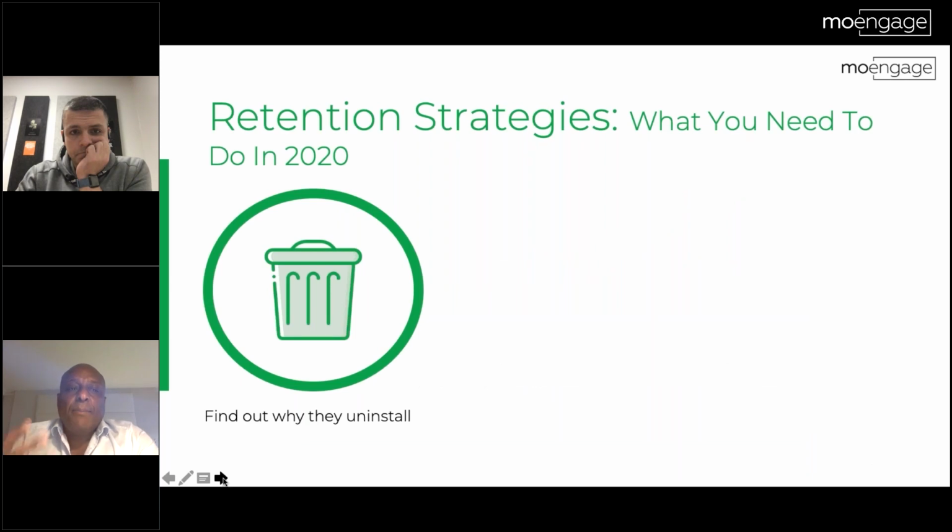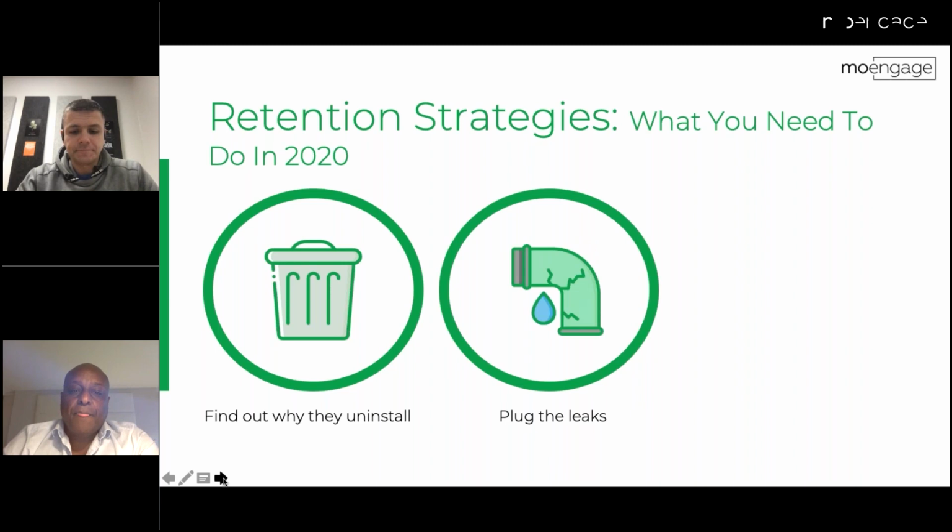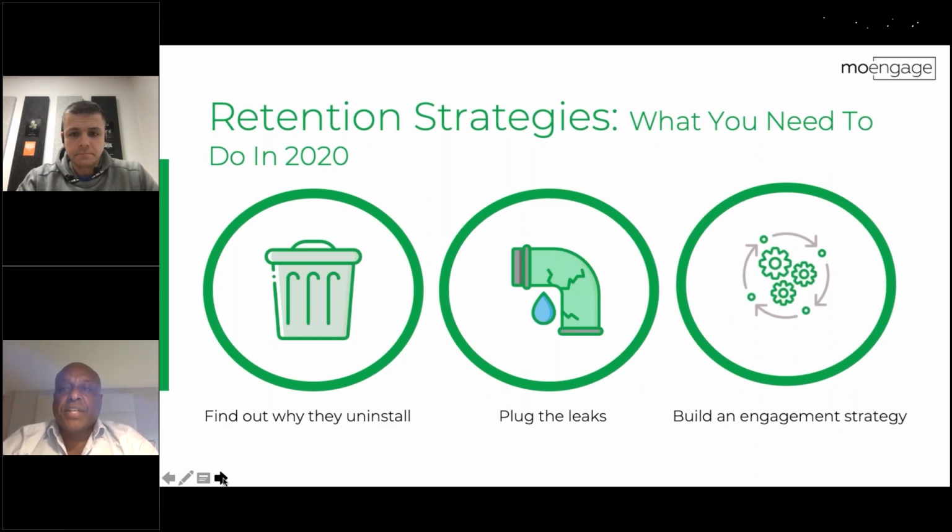There are 3 main parts of the strategy. First thing is to find out, why are they installing your app? Not globally what's going on about retention, but your app itself. You then need to plug those leaks, so work out how to reduce the amount of wastage as far as humanly possible. And then you want to build an engagement strategy. So I found the customer, they're keeping with the app, so how do I make sure they become high lifetime value, regular users of the app, so the app becomes sticky and it becomes part of their daily usage.